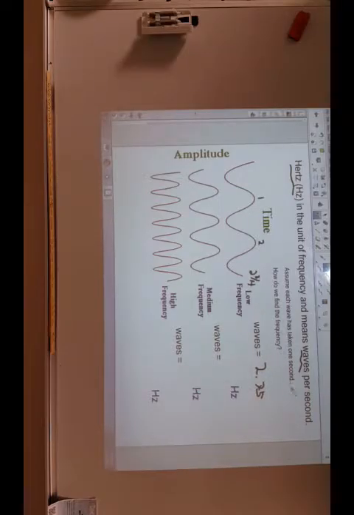And if this took 1 second, and a hertz is how many waves per second, then we are left with 2.75 hertz. Because it's divided by 1, it's easy. I'll go over another example.